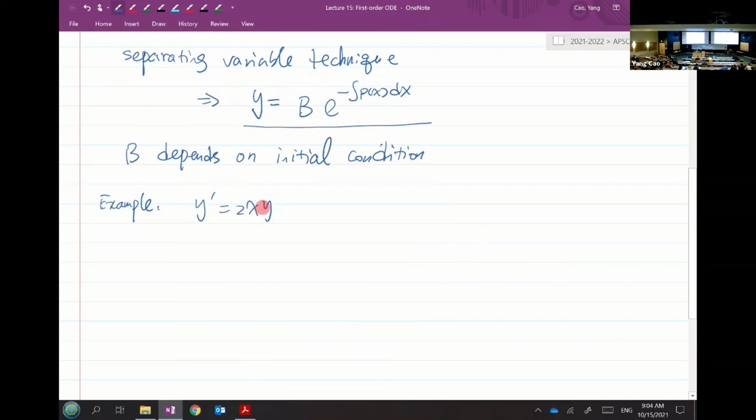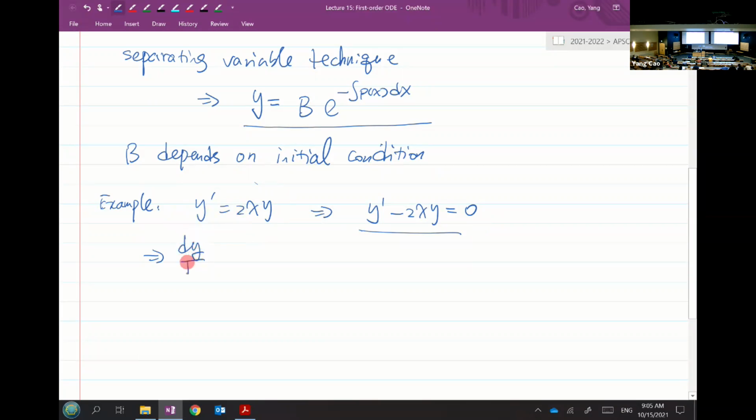Right? So let's say this is a first order differential equation: y prime equals 2xy. This is linear because if you rewrite it in this format, you put everything on one side. So apparently this is a linear first order ODE, but also it's homogeneous because there's no input into it, right? So in this case, we can apply the separating variable technique. I write it in this format just to show that this is linear. But when you use the separating variable technique, you actually use this approach here.